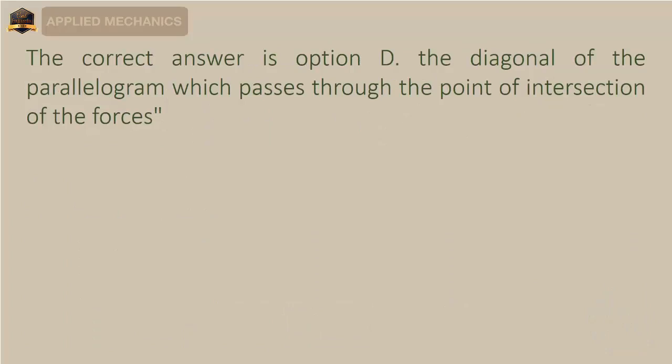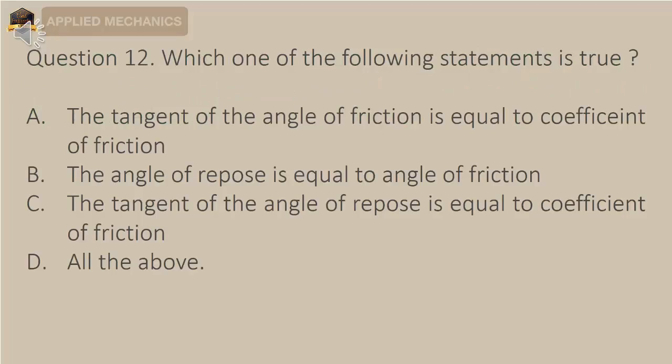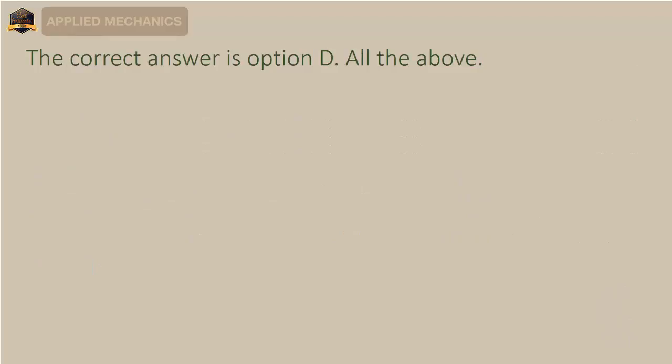The correct answer is option D, the diagonal of the parallelogram which passes through the point of intersection of the forces. Question 12. Which one of the following statements is true? A. The tangent of the angle of friction is equal to coefficient of friction. B. The angle of repose is equal to angle of friction. C. The tangent of the angle of repose is equal to coefficient of friction. D. All the above. The correct answer is option D, all the above.